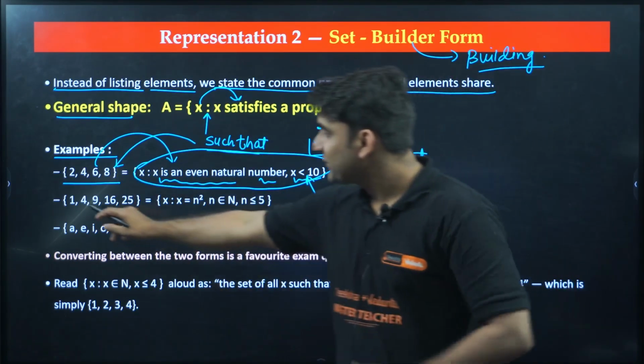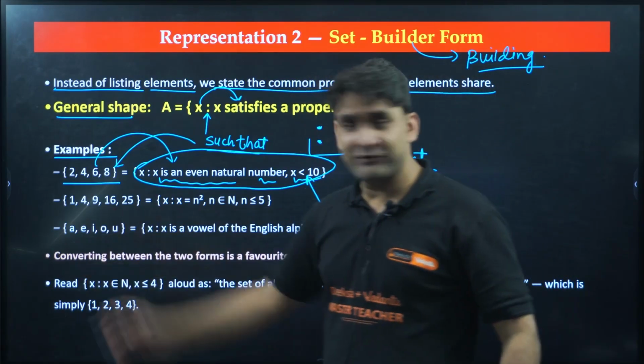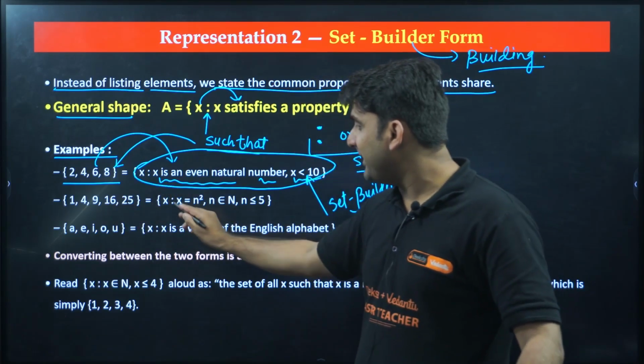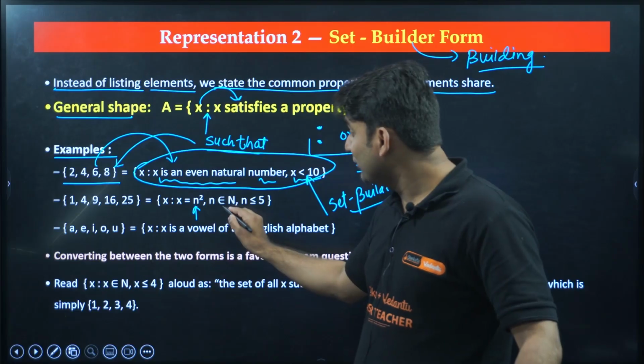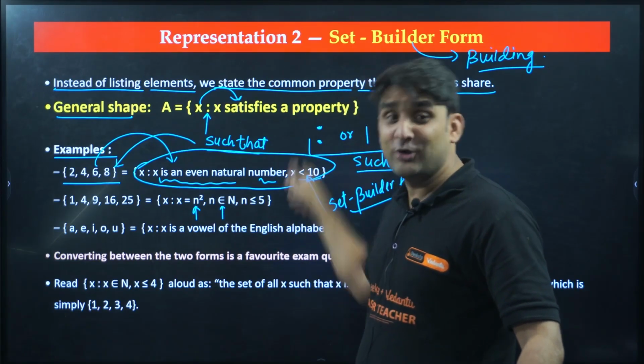For example, 1, 4, 9, 16, 25. So all the numbers are perfect squares. For these numbers, we can write the set builder form: x such that x is equal to n square, and n belongs to the natural numbers, and n must be less than or equal to 5.